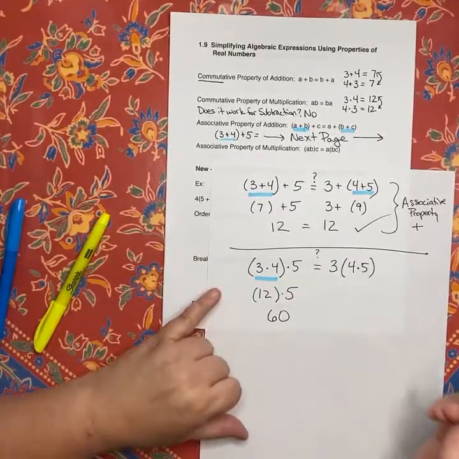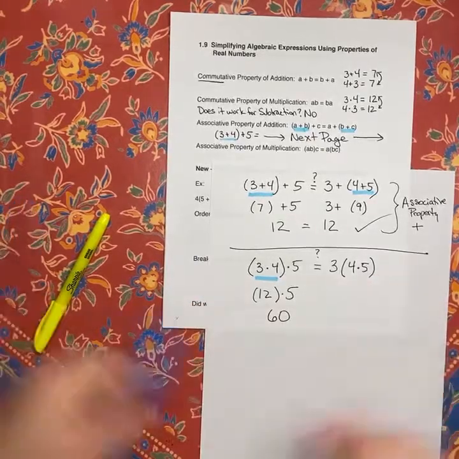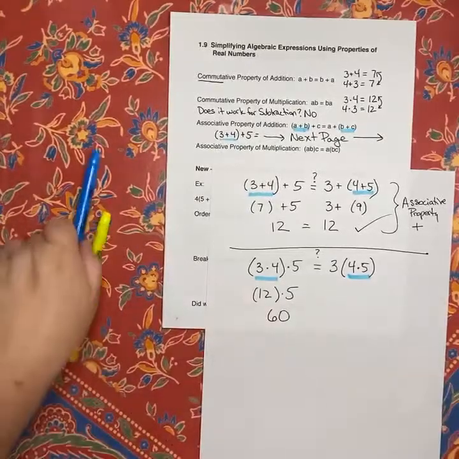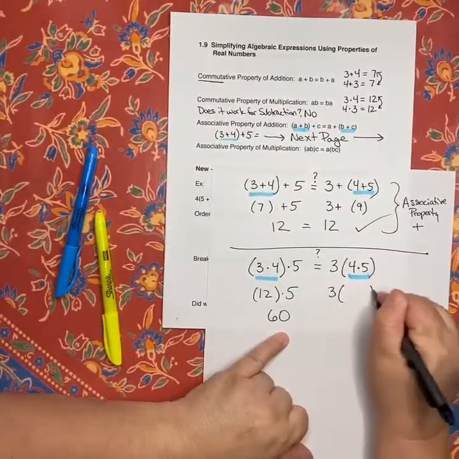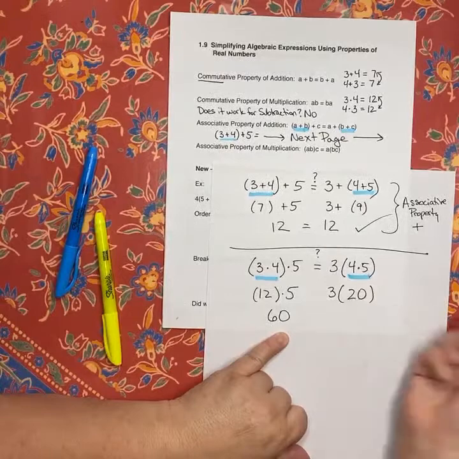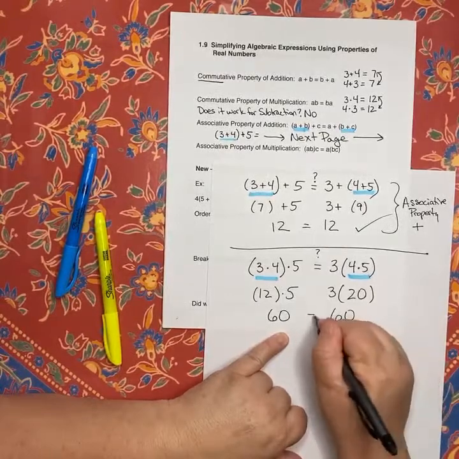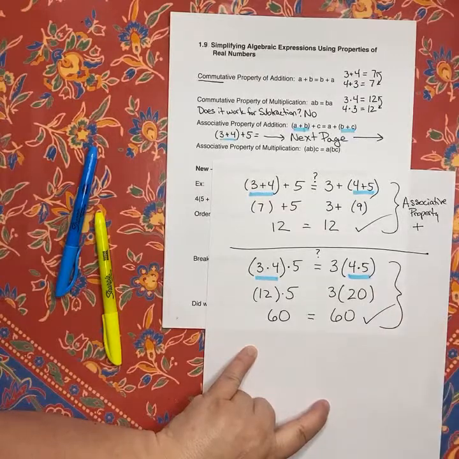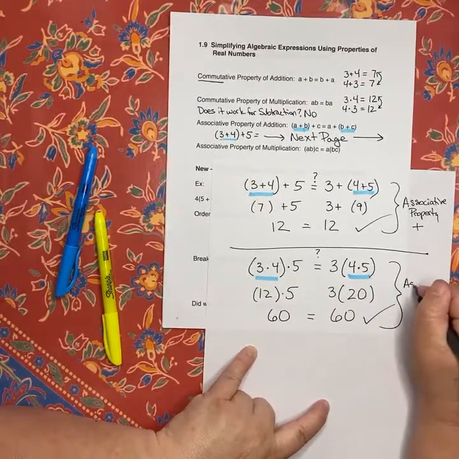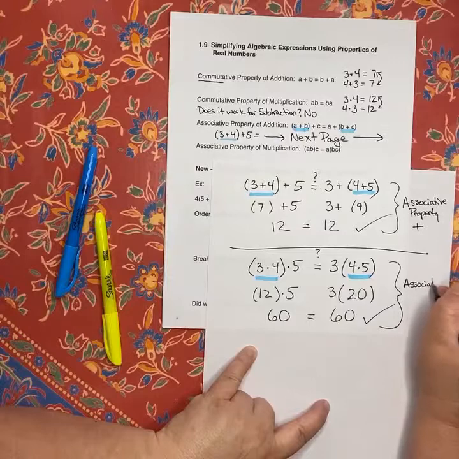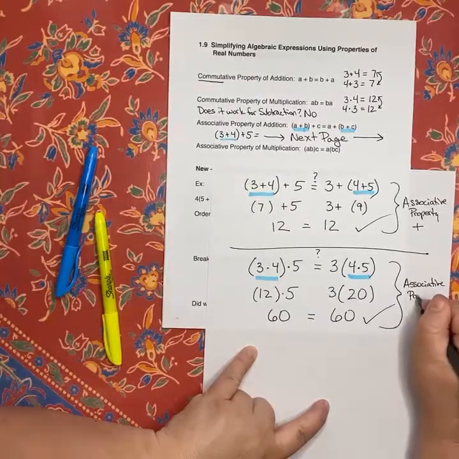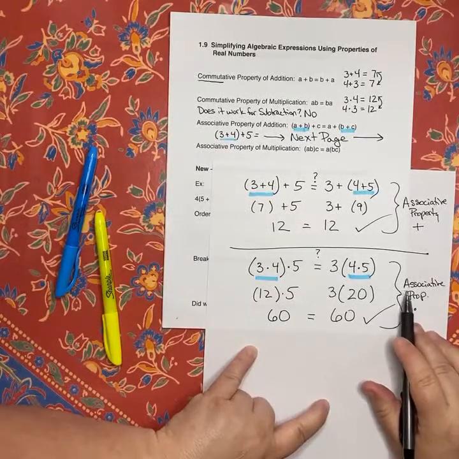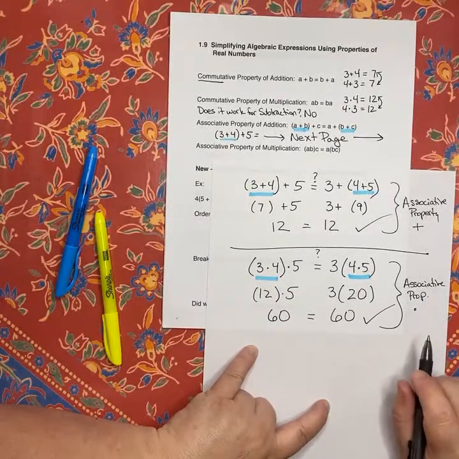Okay, so we'll come back over here. What were we doing? Oh, that's right. We were going over here. We're checking the right side. 4 times 5 is 20. You got it. 3 times 20 is 60. Did it work? It did. And again, I'm not proving it. I'm just showing it. So this is the associative property of multiplication. I learned to pronounce it associative, so very fancy.